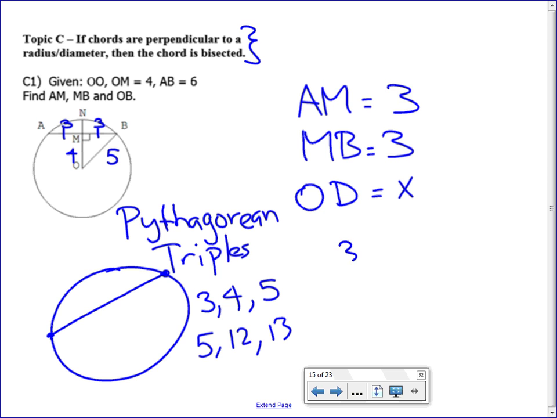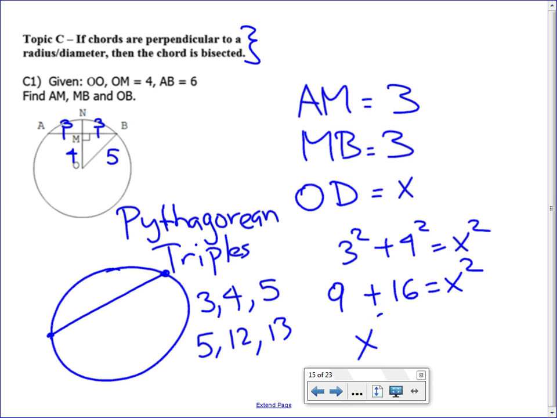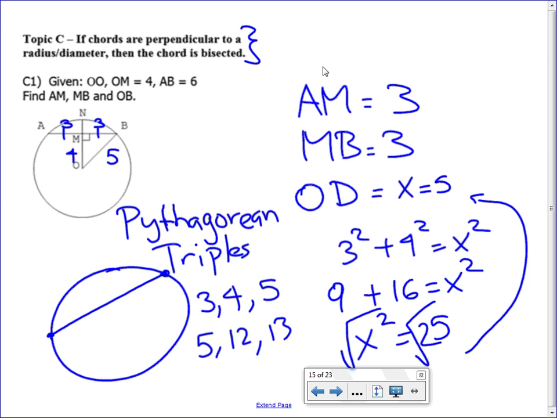So I would say 3 squared plus 4 squared equals x squared. That's 9 plus 16 equals x squared. So I have x squared is equal to 25, and I could take the square root of both sides, and I get that x is equal to 5. So the measurement of OB is equal to 5, and I'm done with this problem. So students, it's important that you remember that if a chord is perpendicular to a radius or a diameter, then it bisects it.